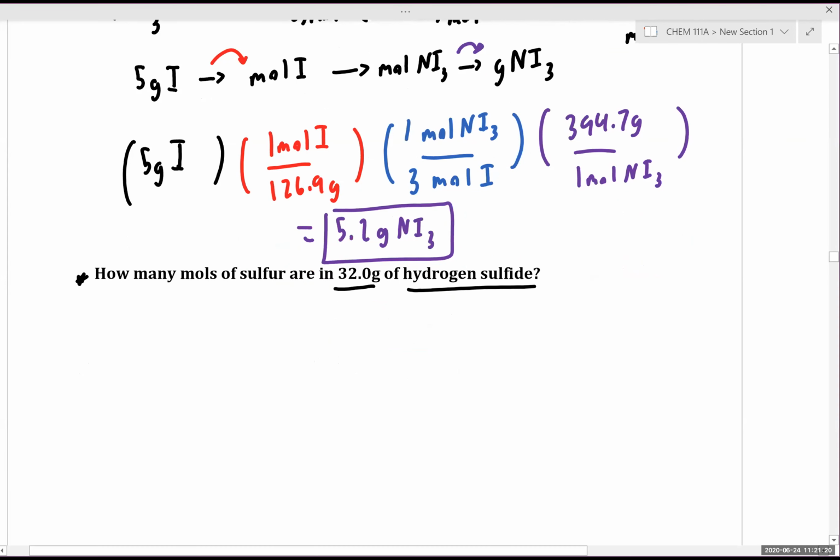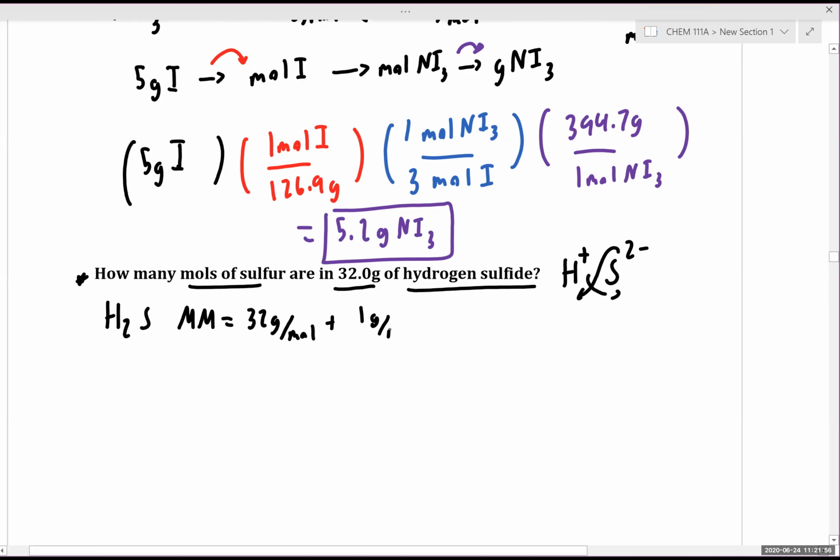Okay, so let's discuss this next example. We're asked to figure out the moles of sulfur in 32 grams of hydrogen sulfide. So hydrogen sulfide, this is naming conventions associated with a binary acid in the gas phase. So hydrogen, H plus, sulfide, S2 minus. We cross our charges and we get H2S. The molar mass of hydrogen sulfide is 32 gram per mole plus 1 gram per mole times 2, which gives us 34 gram per mole.